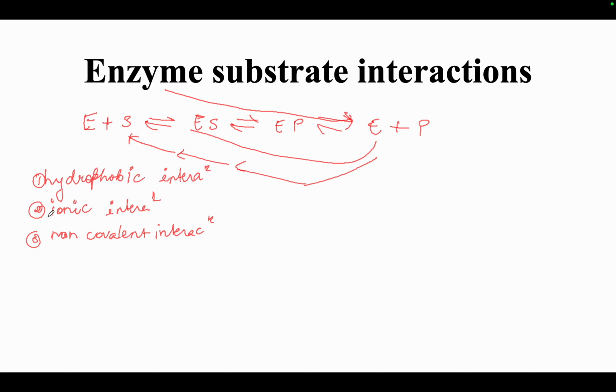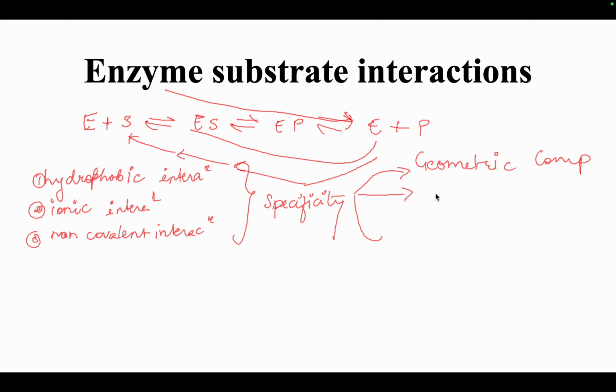And because of this reaction, we have specificity of enzyme towards substrate, and this specificity can be divided into three components. The specificity could be because of geometric complementarity, it could also be because of electronic complementarity, and it could also be because of stereospecificity.